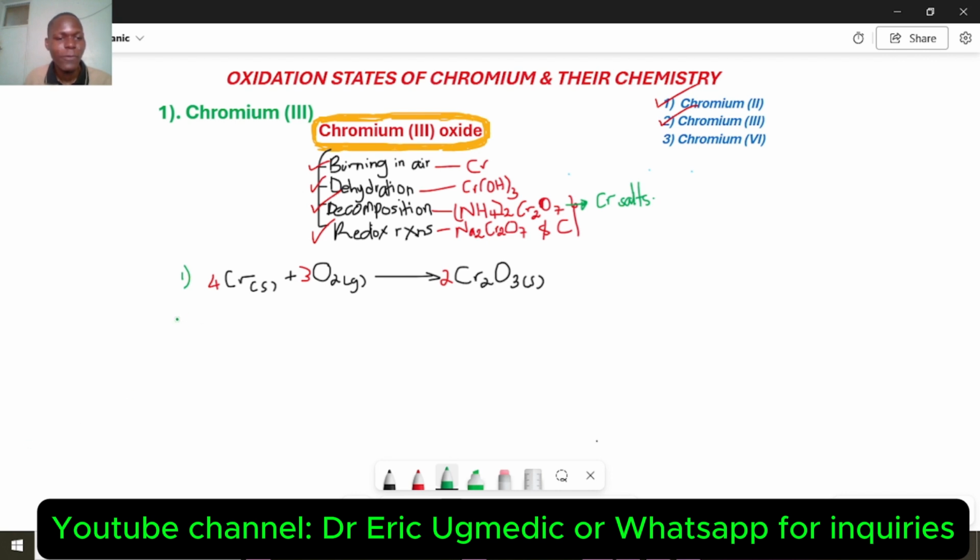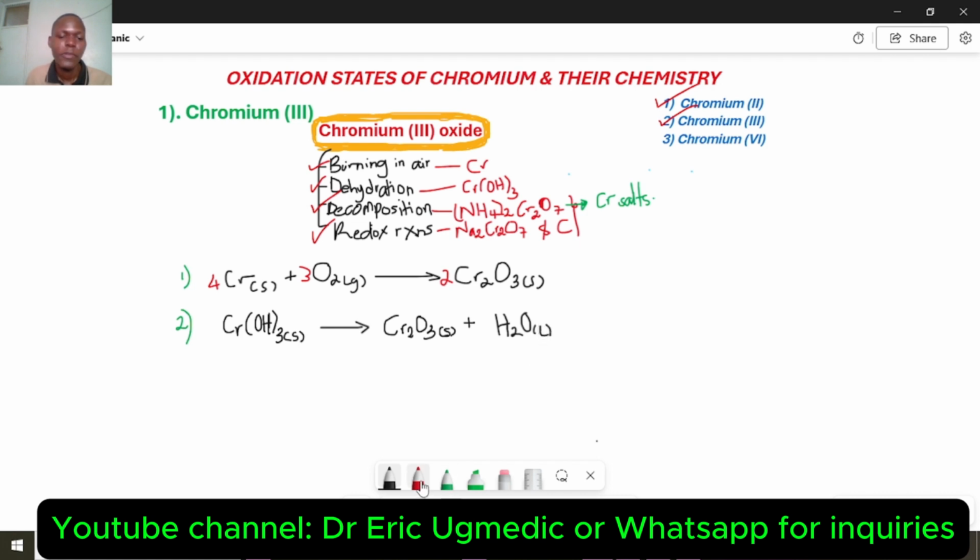So the second one is chromium 3 hydroxide. So the chromium 3 hydroxide will be dehydrated. How? By heating it simply. So you will heat chromium 3 hydroxide, and this should give you the chromium 3 oxide and then water as a product. That's why we call it dehydration, because we are removing water molecules. And water also given off.